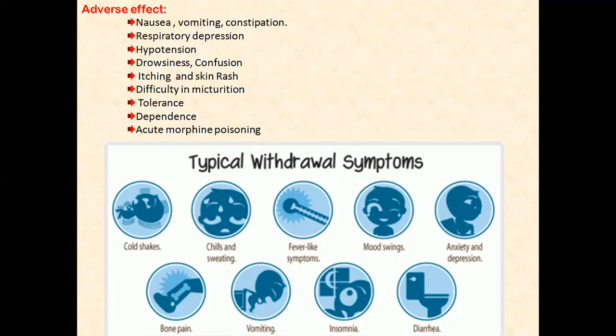The other signs and symptoms are cyanosis, hypotension, and shock. Treatment of acute morphine poisoning is generally hospitalization, maintaining airway, breathing and circulation, ventilatory support, gastric lavage with potassium permanganate, etc.